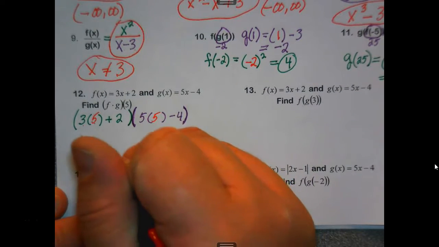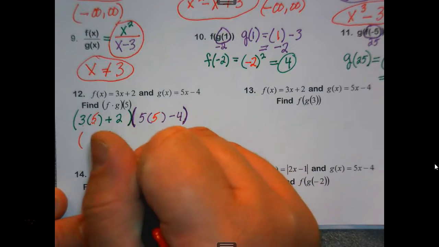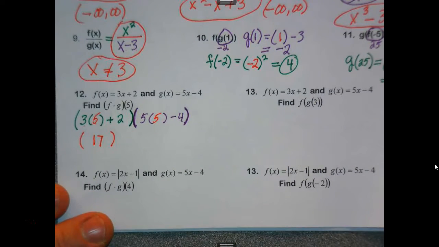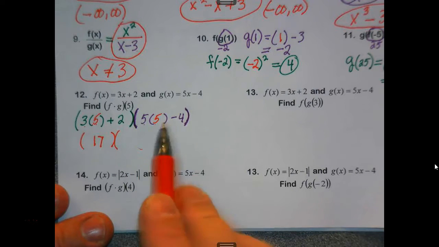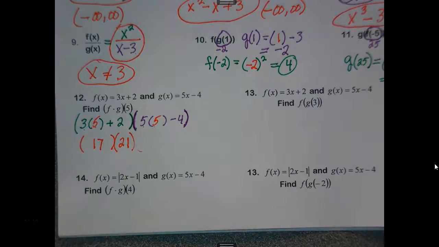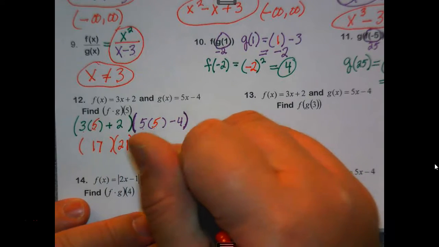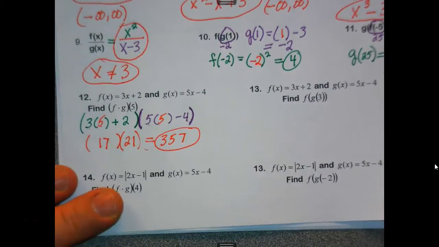Okay, 3 times 5, 15 plus 2, 17. 5 times 5 minus 4, 21. And Martin, what's 21 times 17? I bet it's 357. Well, that was easy.